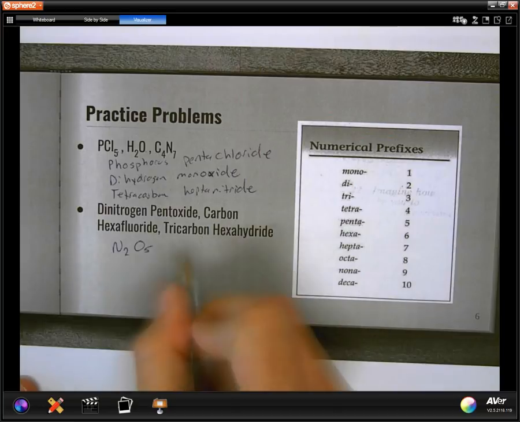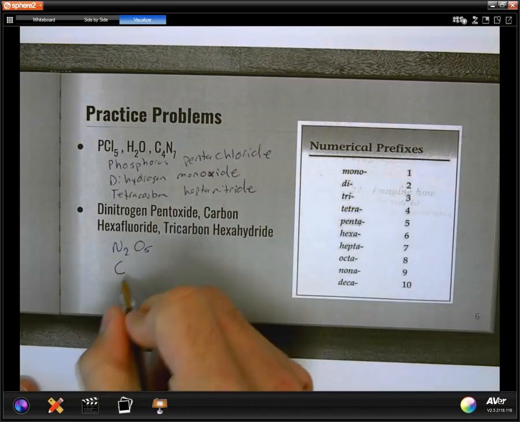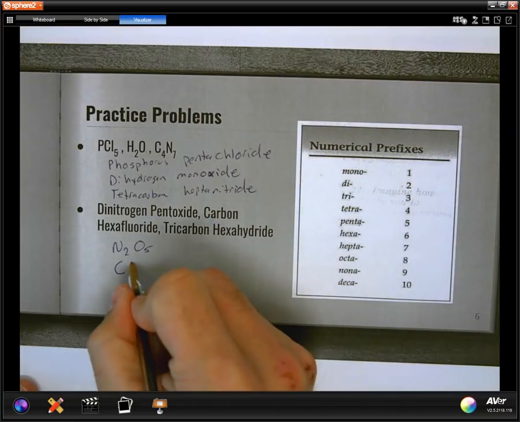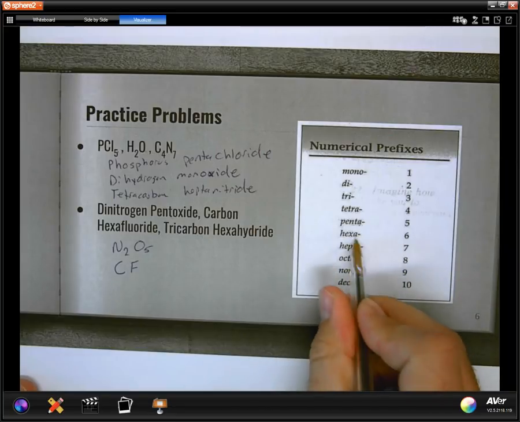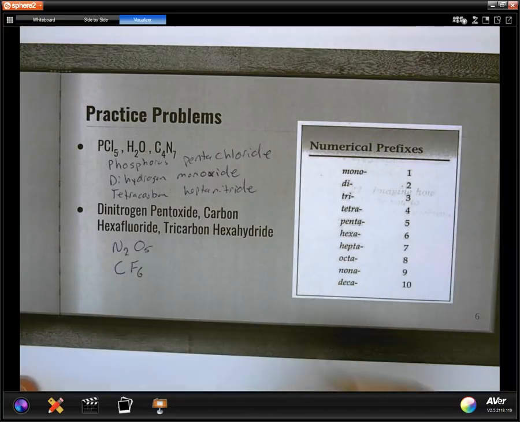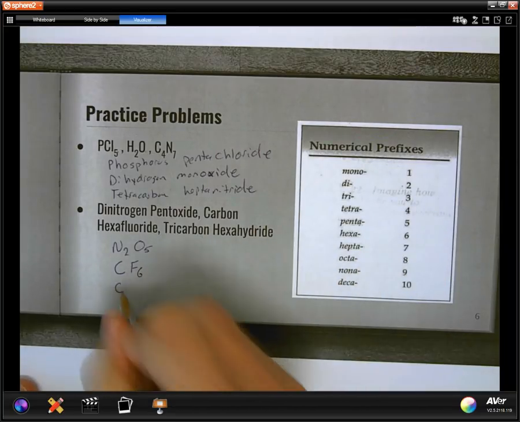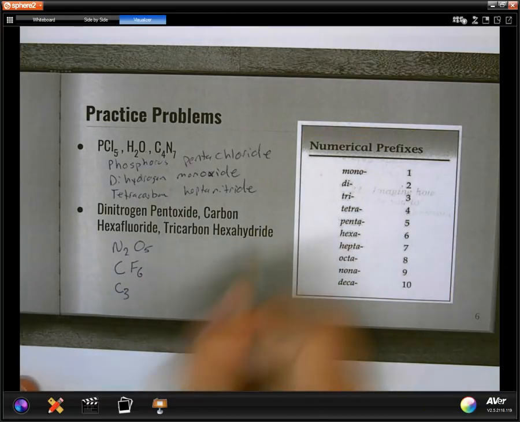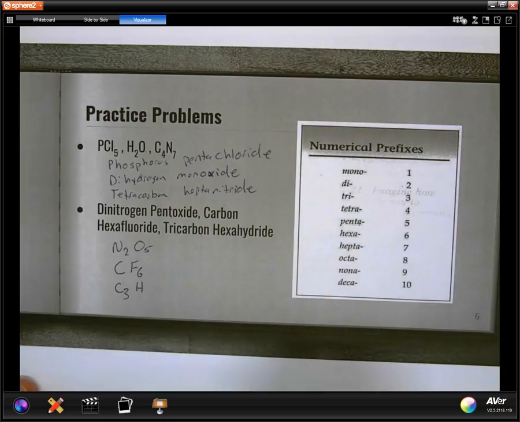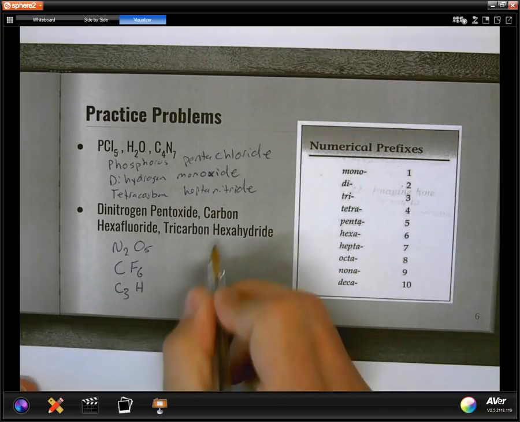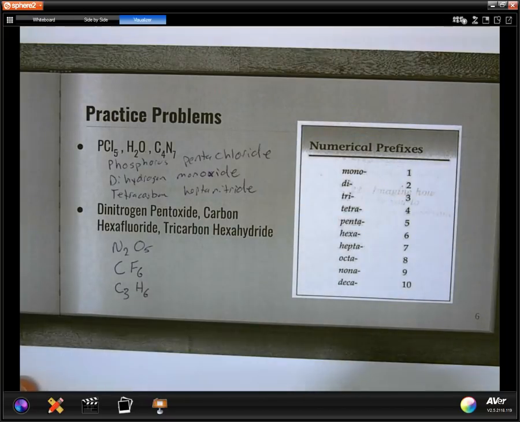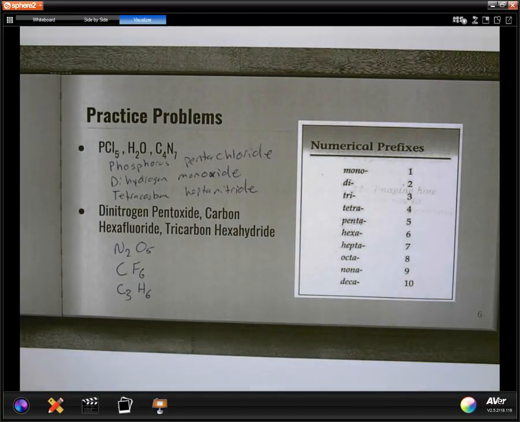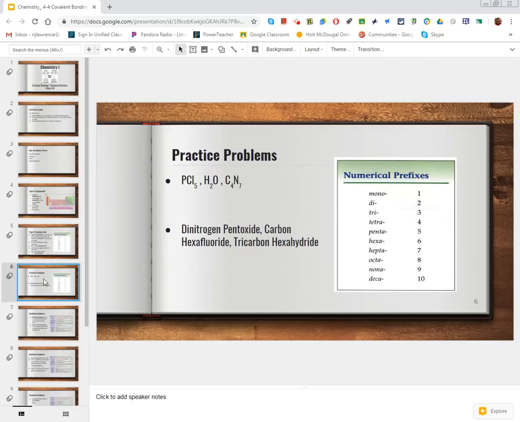The next one, carbon, since there's no prefix, it's just a 1. Hexafluoride, so we put our F. We see hexa is a 6. Bam. Last one, carbon, tri, so there's a 3 there, and a hexahydride. So I have my H, which is hydrogen, which is a hydride when it's in anion form, and it's a 6 here. Very good.